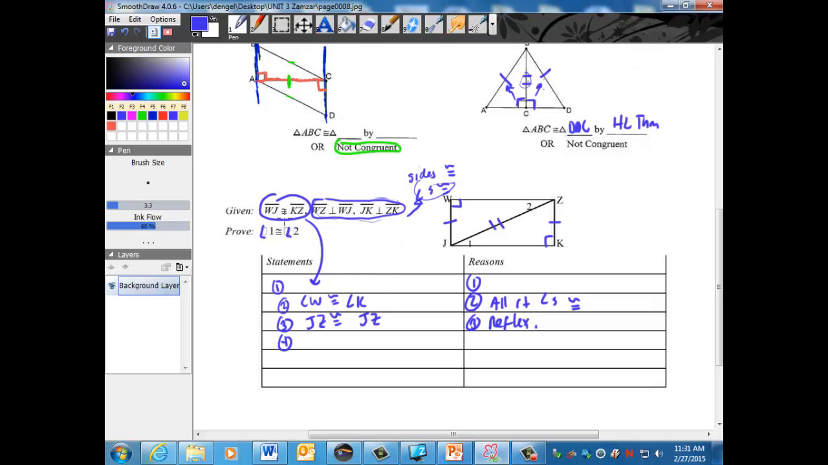And we can prove that once we prove that two triangles are congruent. These triangles are congruent, so let's go triangle JWZ is congruent to, and if I go JWZ, I would have to go ZKJ, and that's going to be by our HL theorem. And then last but not least, we can say angle 1 is congruent to angle 2. Why? Because that's by CPCTC.